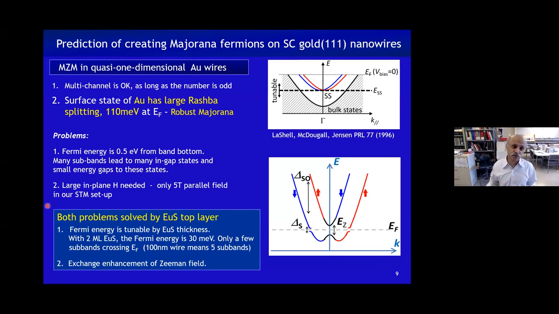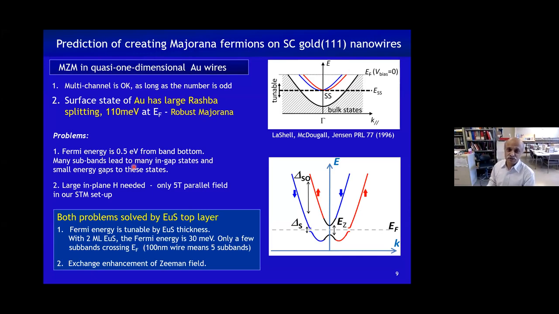The nice thing about this gold system is its Rashba spin-orbit splitting is on the order of 110 milli-electron volts, which is like 1,000 times bigger than what is available in the case of semiconductors. So we can right away know that we have a system which can create a very robust Majorana. But the problem is the Fermi energy is very far.